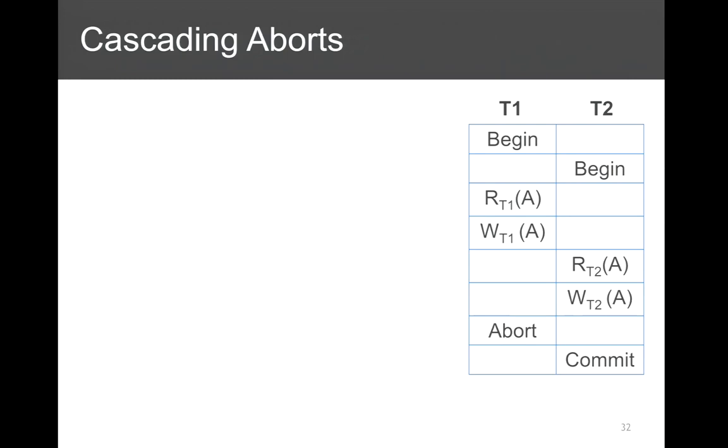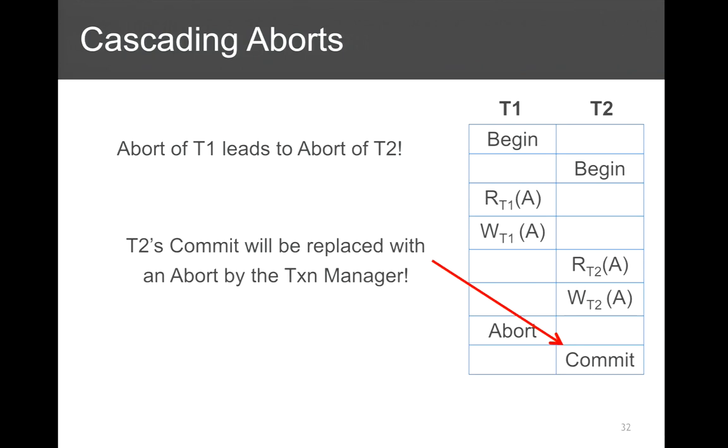So here is an example. T1 reads A, writes A, T2 reads A, writes A, T1 aborts, but then T2 is allowed to commit. Why is this a problem? Because you're aborting T1, the changes made by T1, which includes the change to the value of A, have affected T2 because T2 is reading the value of A written by T1. Therefore, T2 should also be aborted. However, we have allowed T2 to commit. If we do not allow it to commit, then the transaction manager, upon this abort, will automatically replace this commit with an abort. And that is how it manages this particular transaction as and when it's executing.